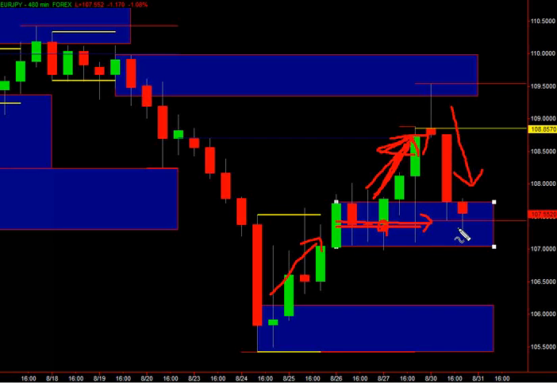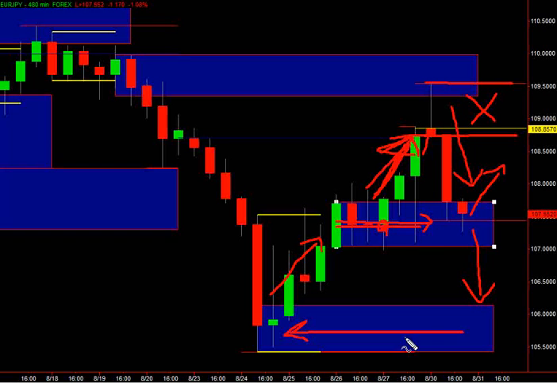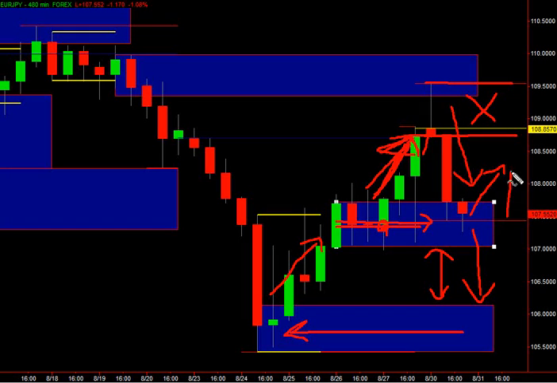What will happen at this location? I don't know. That's the honest answer. But it's an established area of interest. It will either react, most likely back up to this next area of interest, where the move down started, or price will continue through it back down to this previously established area of interest. The distance between those two locations is essentially what you're aiming to trade for.